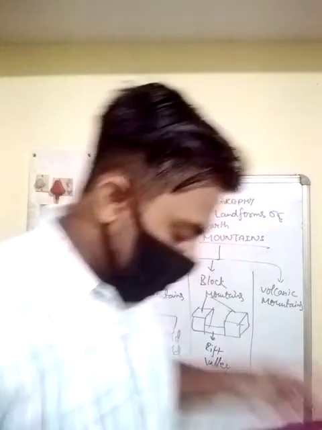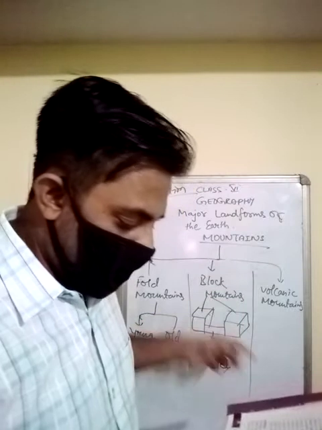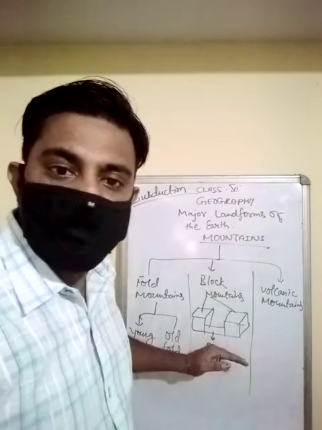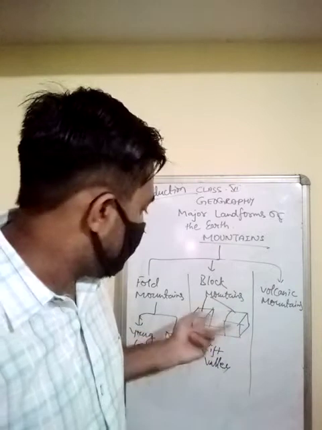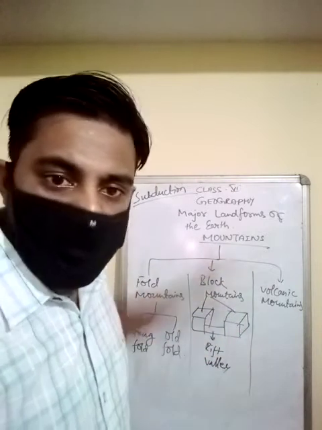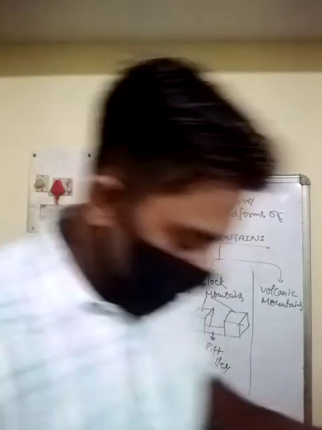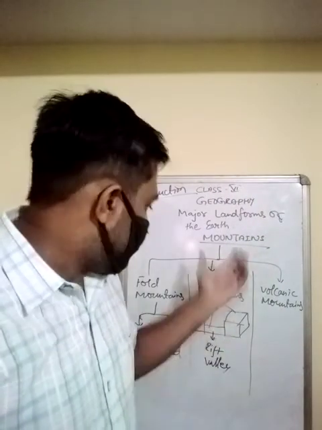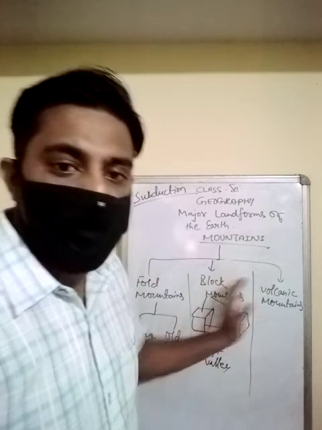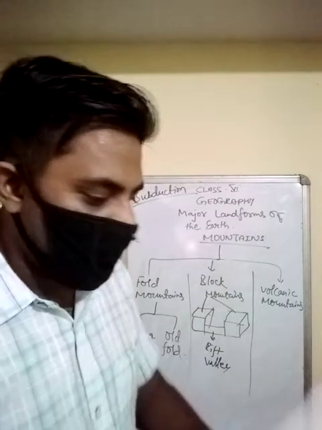When such cracks or faults occur on the Earth's crust, the land between the cracks sinks. I told you, if a crack occurs, especially if two cracks occur parallel, the land between them sinks, subsides, leaving upstanding blocks on either side of the fault. Once the land sinks, there are two blocks left on either side of the fault.